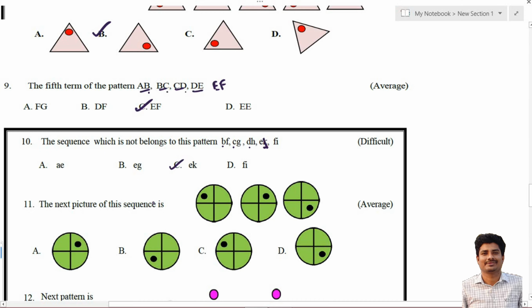The next picture of this sequence: see here, the ball is moving in the clockwise direction. The ball should be in the fourth quadrant. Therefore, option B is the correct answer.